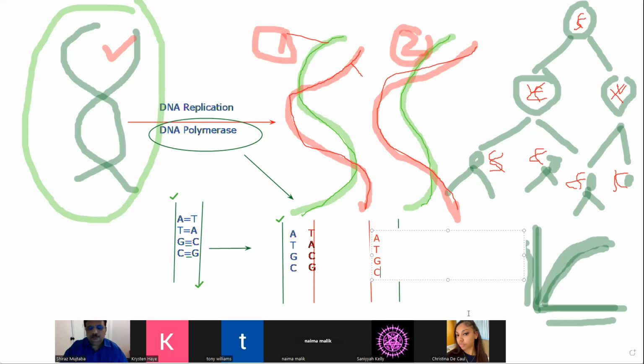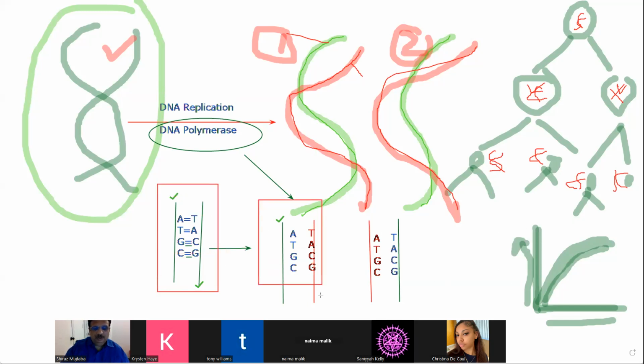See? So now, what you see here is this was the parent DNA, and now you exactly have the two daughter DNAs. This is possible by this enzyme called DNA polymerase. So let's go back to the PowerPoint.